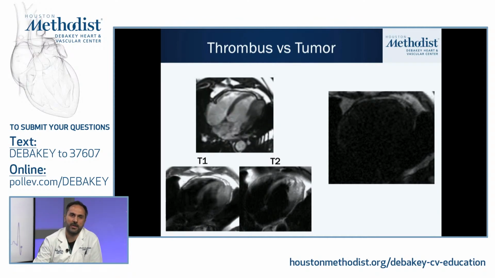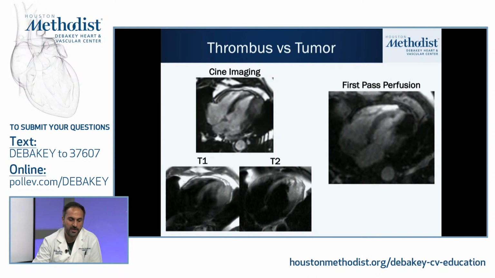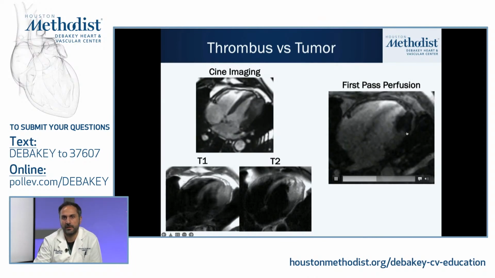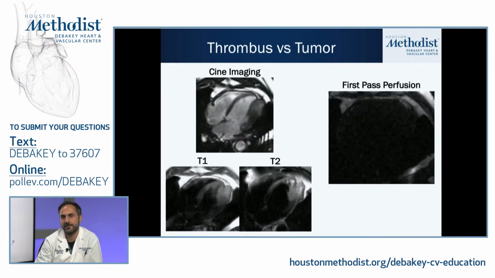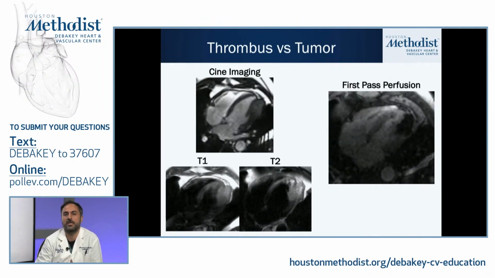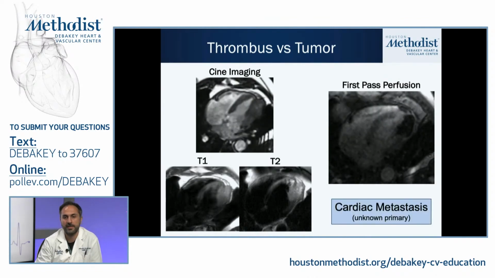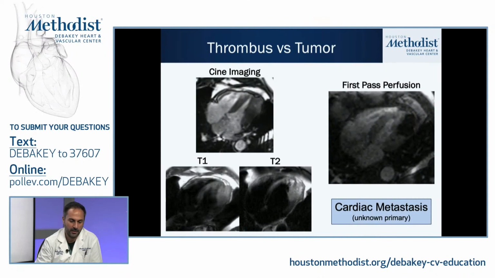You can also tell on the cine imaging that you have a little bit of high, heterogeneous signal coming from the mass. You have a white center and you have a darker rim. Also unusual for a clot. On first pass perfusion, you can see that a big portion of the mass does get perfused. So this tells us that there is vascularity in there. So this goes against a clot. So in this case, it turned out to be a cardiac metastasis.